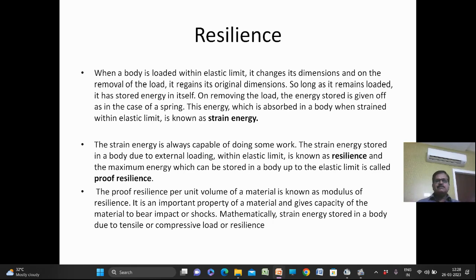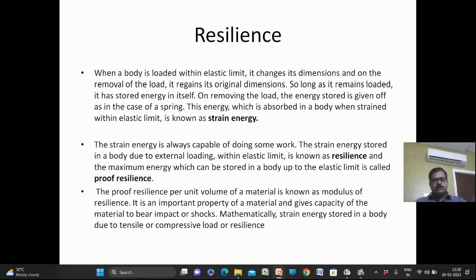What is resilience? Resilience is the strain energy that is stored in the body within the elastic limit, and the maximum energy that can be stored in the body up to that elastic limit is known as proof resilience. So resilience is the one which is within the elastic limit. It's not up to the elastic limit. If you take up to that elastic limit, the amount of energy that can be stored in the body is known as proof resilience.